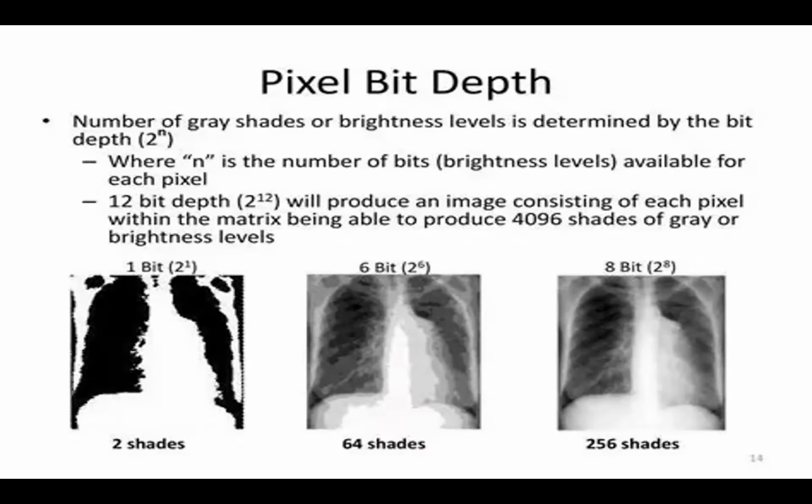So 1 bit, 2 power 1, is 2 shades. 6 bit, 2 power 6, will be 64 shades. 8 bit, that is 2 power 8, will be 256 shades. 12 bit depth, 2 power 12, will produce an image where each pixel within the matrix is able to produce 4096 shades of gray or brightness levels. So as we can see, more bits means richer colors, but also larger files.